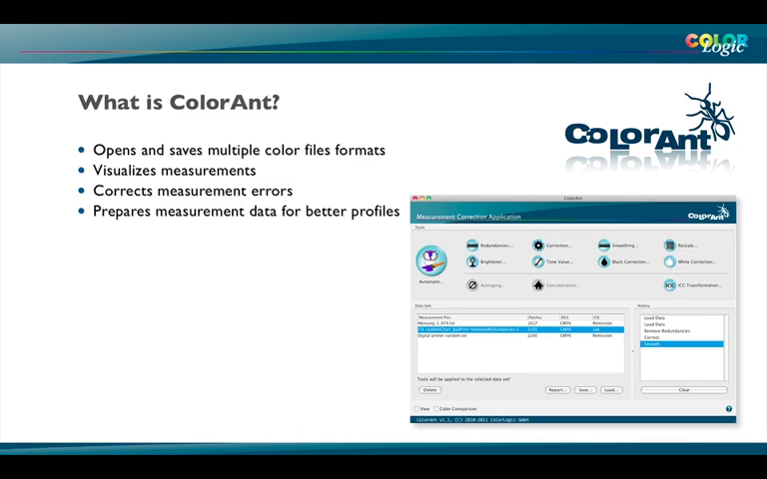But the most important part is, of course, that if you open them inside ColorAnt, you want to visualize the measurement data. You want to spot if there are some errors in there before you create the profile with this measurement data. So in ColorAnt, we have tools to visualize the measurement data in different ways so that you really can see if there are some things which are not good. And even more important, you can correct those measurement errors before you create the profile. So basically you correct the measurement data, you save those optimized measurement data, and with those optimized measurement data you are able to prepare better profiles.